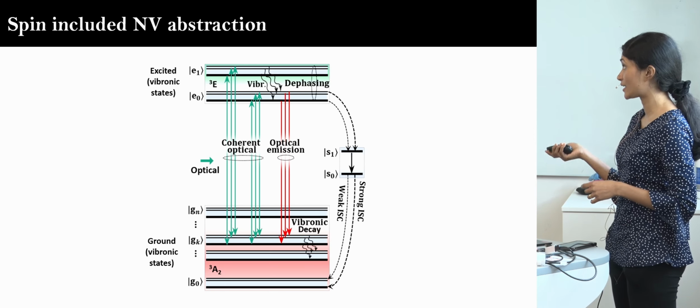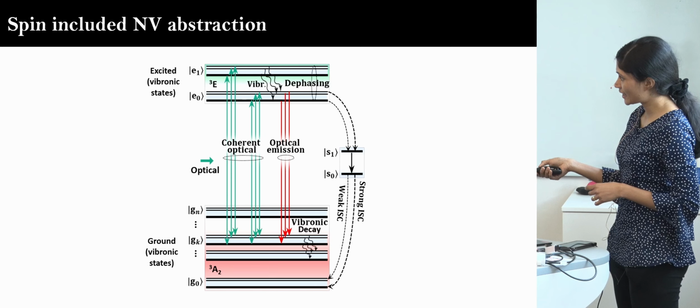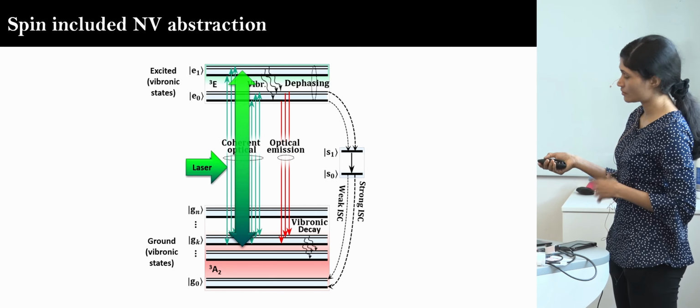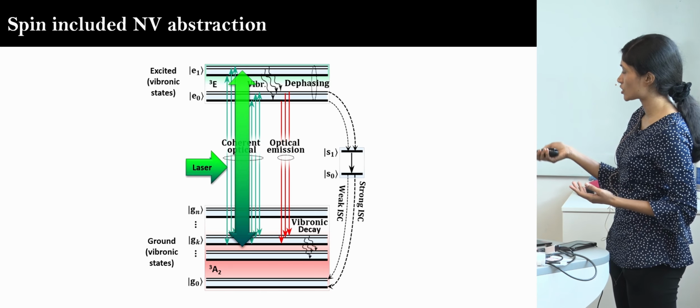So let's also have a look at how this operates. It again has these ground vibronic states and excited vibronic states. When we shine the green laser, it's going to drive transitions between the two.